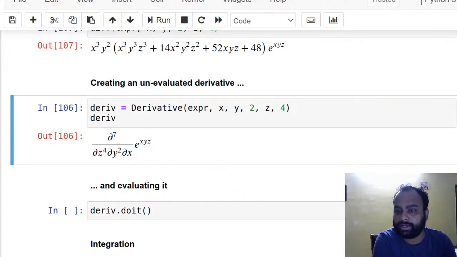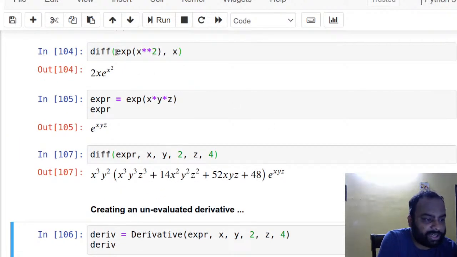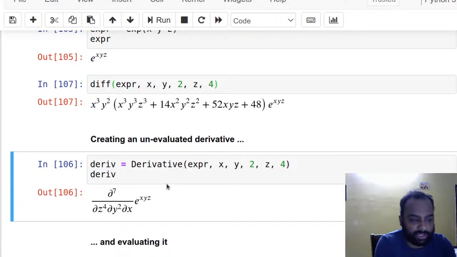Yeah. So let's again get back to what we are discussing here. This function e to the power xyz was a function of multiple variables, and we did a partial derivative on this. It was partially differentiated with respect to x first, then with respect to y twice, and then with respect to z 4 times.